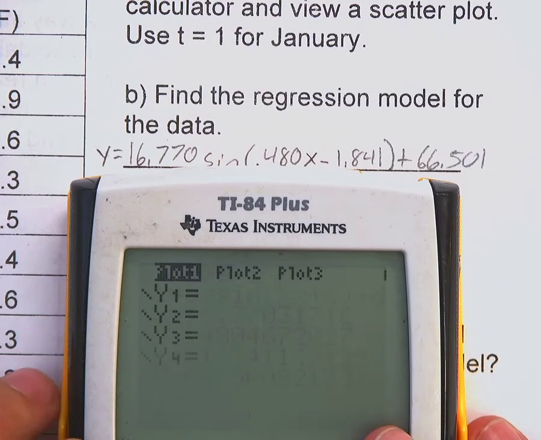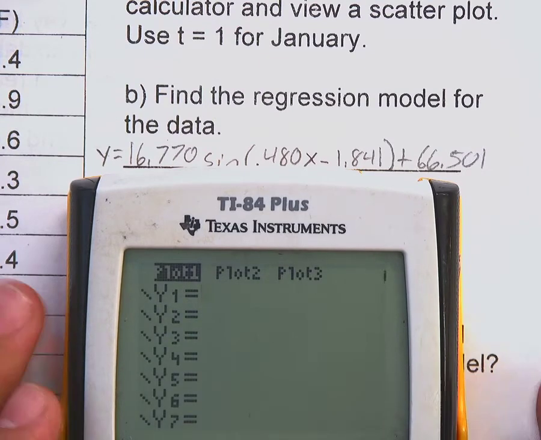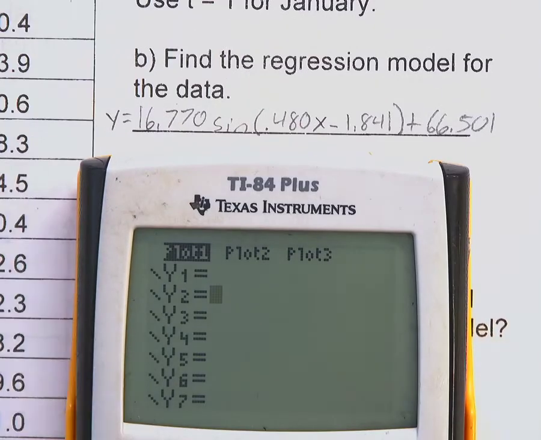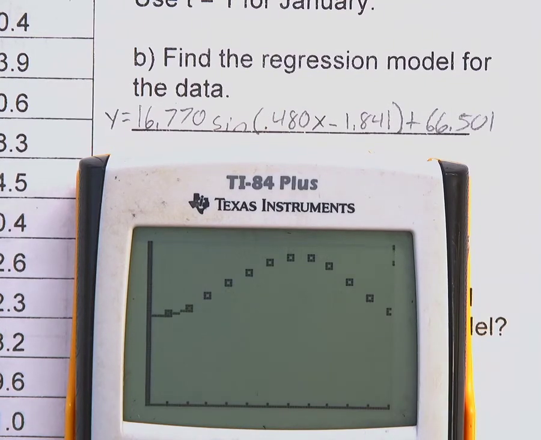So I'm going to go to Y equals, go to Y1, and I'm going to plug in this equation. There is a way to store that. I don't know it, but there is a way to do it. Or I'm doing it in Y2. It doesn't matter as long as nothing else is in there. Sine of 0.480 x minus 1.841, close parentheses, plus 66.501. Graph it, and check it out. It actually goes through my points.